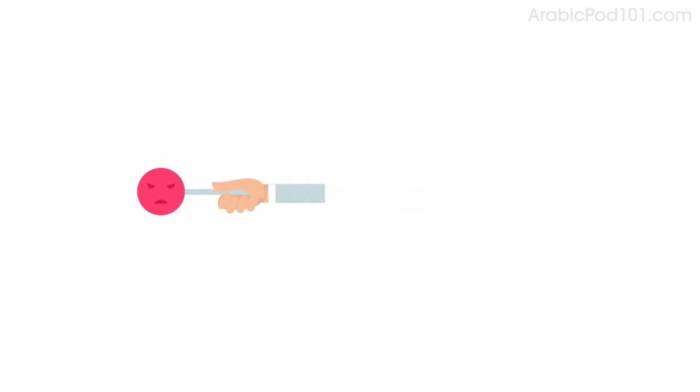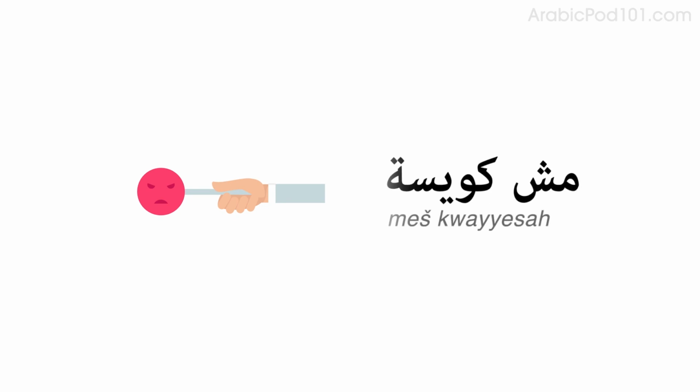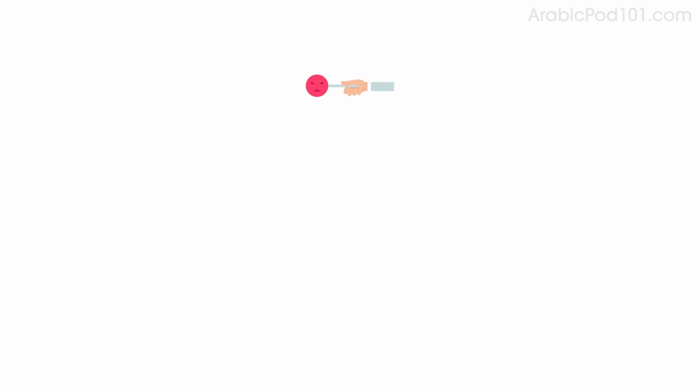Now imagine she's not good. Do you remember how to say not good? مش كويسة. Say, she's not good.